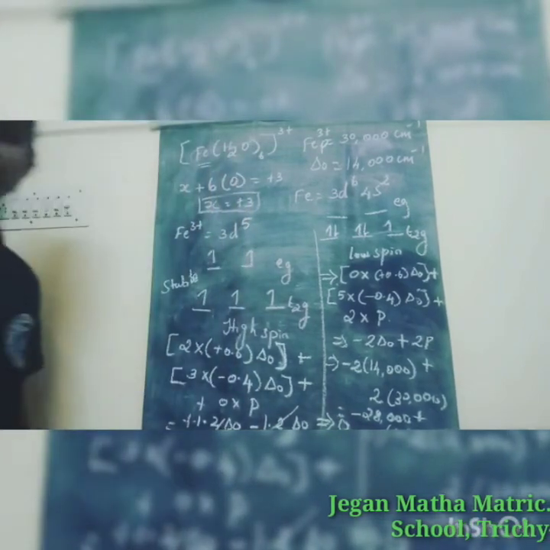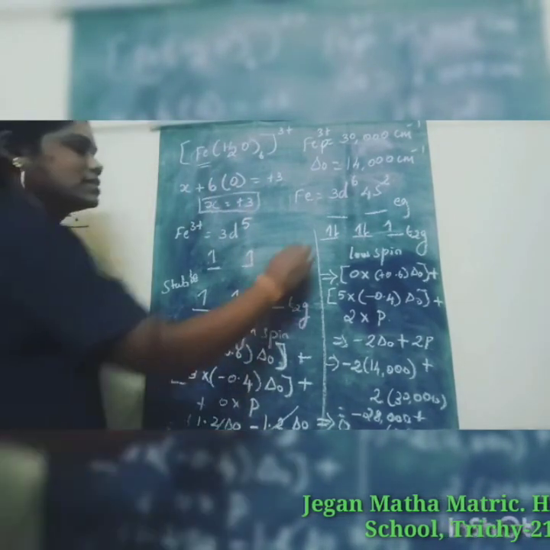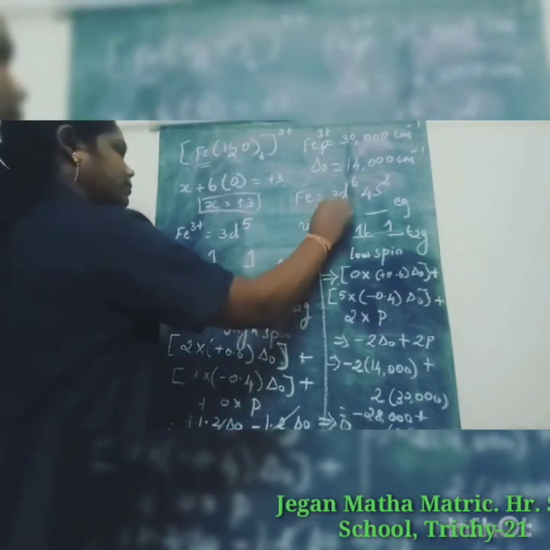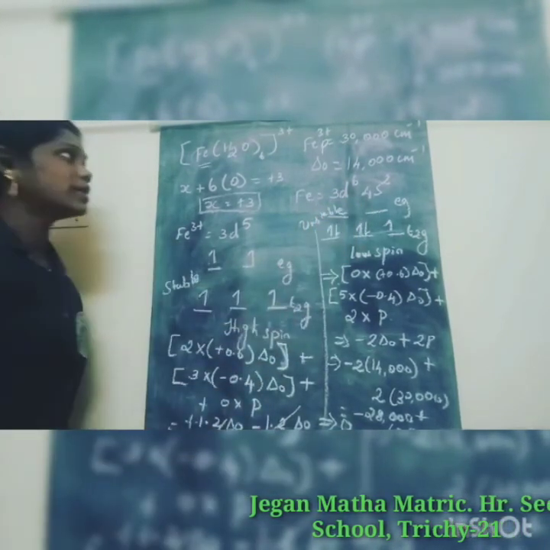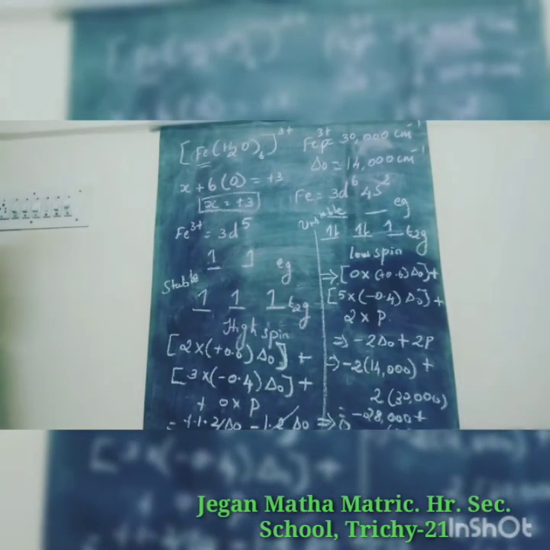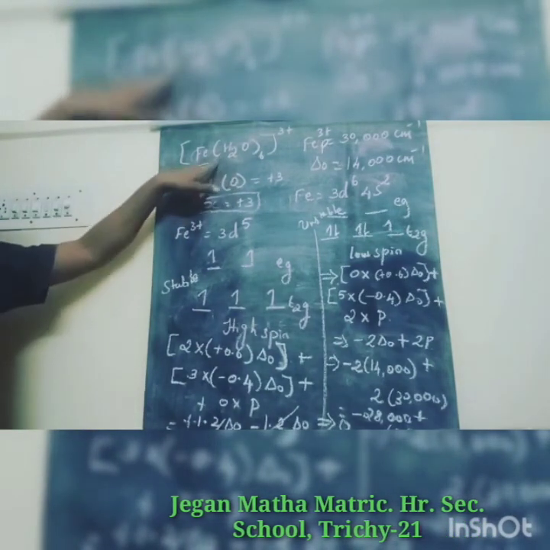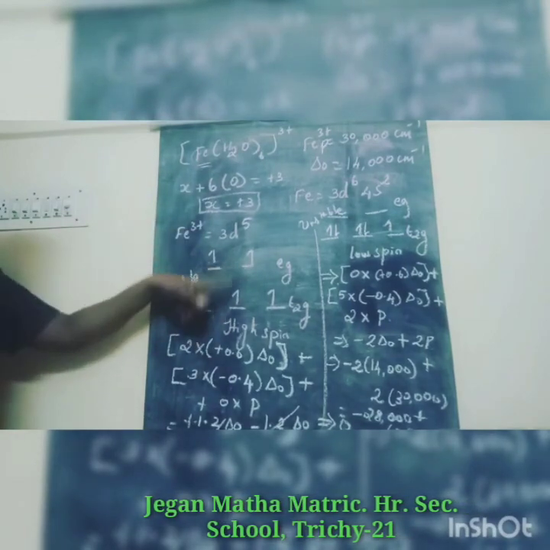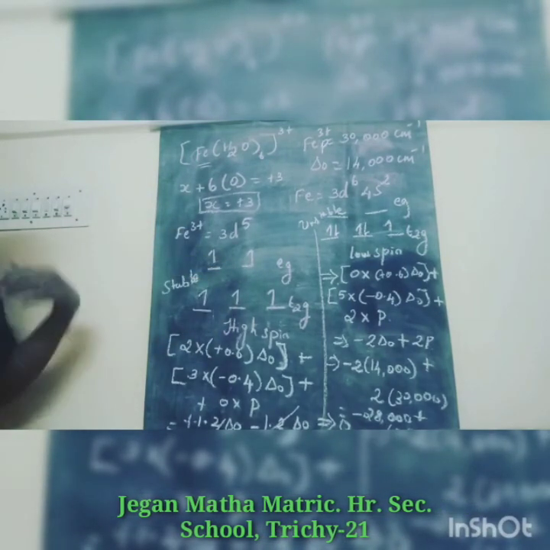So this is positive, and positive means that is an unstable compound. So this one is an unstable compound. Here, which one is more stable? High spin is more stable, more favorable. High spin means unpaired electrons are present, so this is the more favorable one.